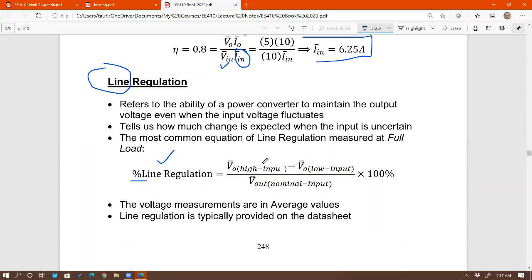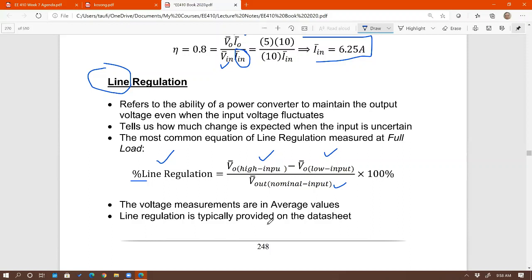You would go to the lab and you would get 3 different values. You measure the output voltage at 3 different input voltages: high input, low input, and nominal. Right, and these are all average values. Okay, output voltages that you see here, these are all average values.